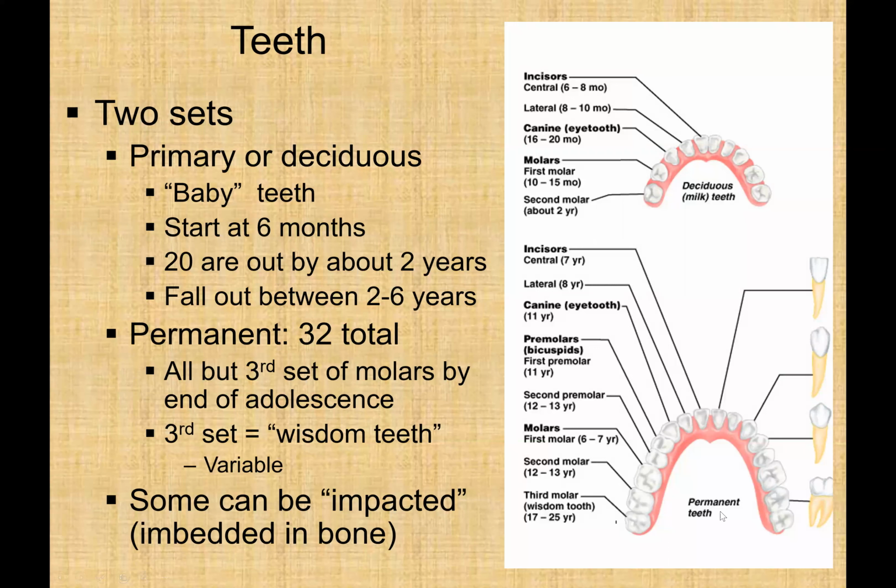So these are the molars. These are the premolars. This is the canine, and then these are the incisors. So 2, 1, 2, 3. Are you okay now? 2, 1, 2, 3.